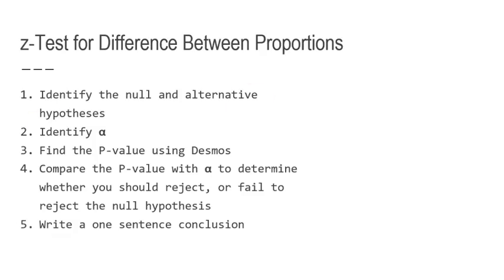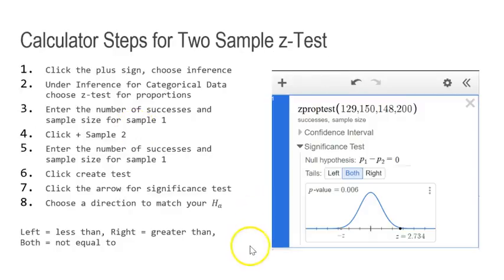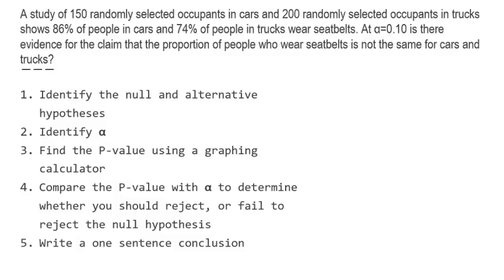Okay, so here are our steps in Desmos. It's still in that plus sign inference. We're going to pick z-test for proportion, and then we're going to add a second sample. For your null hypothesis, it's always going to be that P1 minus P2 equals 0. We're assuming there's no difference between these two. And then we're still changing tails to match our alternative hypothesis. So let's go through an example.